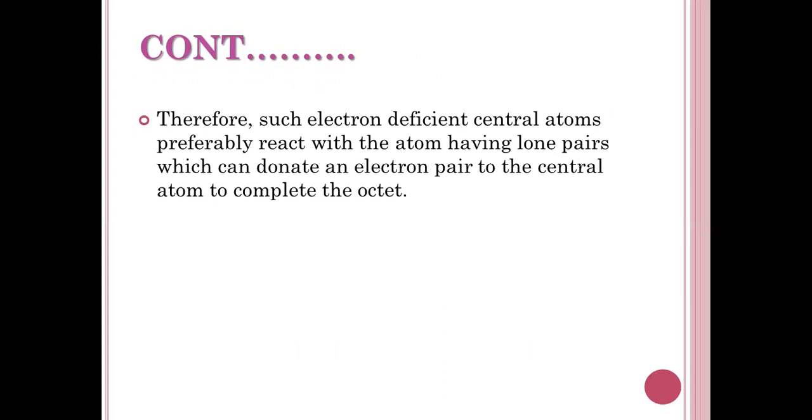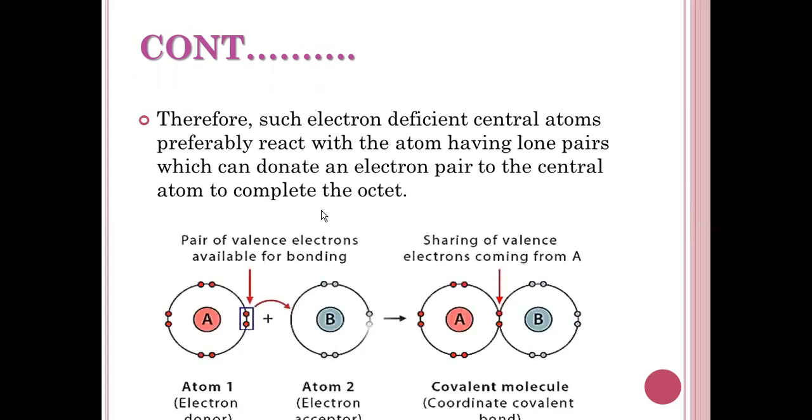What they are doing is we are calling them electron deficient central atoms. They preferably react with an atom having a lone pair, which can donate an electron pair to the central atom to complete the octet. This is what I am explaining. On this line, the electron deficient atom needs to obtain the octet, so it gets a lone pair from another atom which has a lone pair. That atom donates the electron pair to the central atom to complete the octet rule. This is what is simply shown.